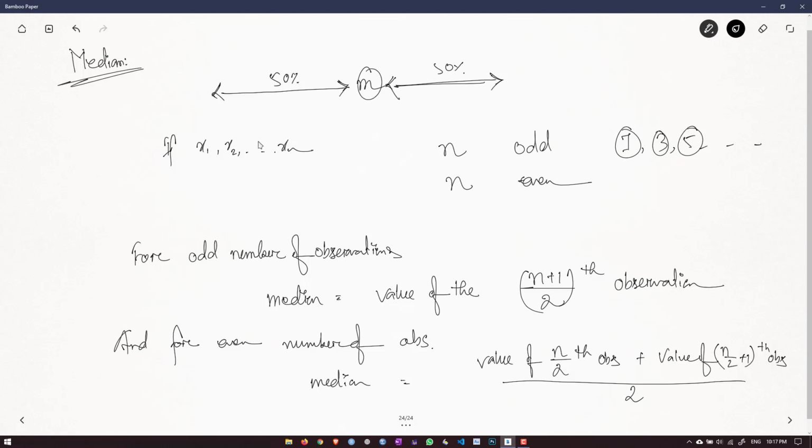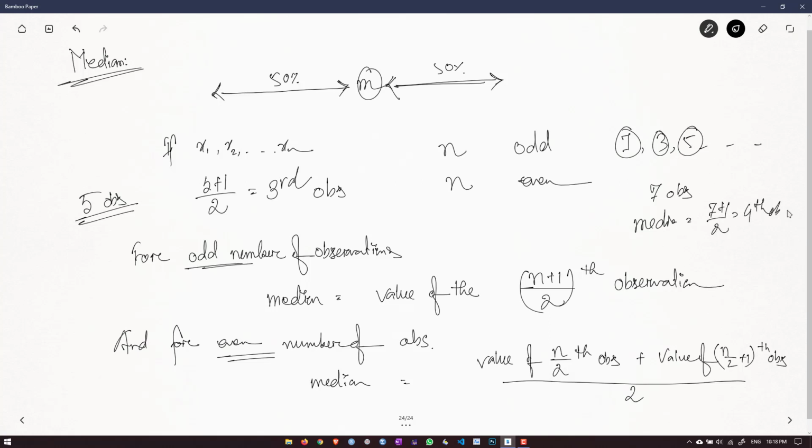So there are two different formulas. One is for odd number and one is for even number. For odd number, it is quite easy. If you have, let's say, 5 observations, then median will be 5 plus 1 divided by 2, that means third observation, right? Similarly, if you have 7 observations, then median will be 7 plus 1 by 2, that means fourth observation. So let me give an example which will clear these two things.